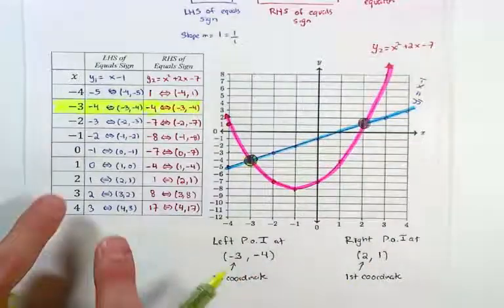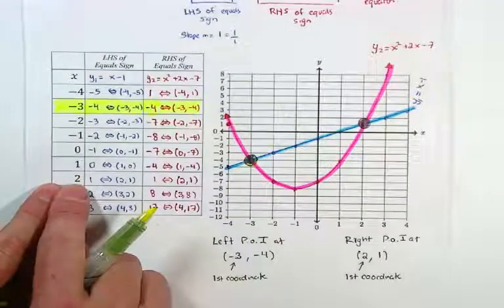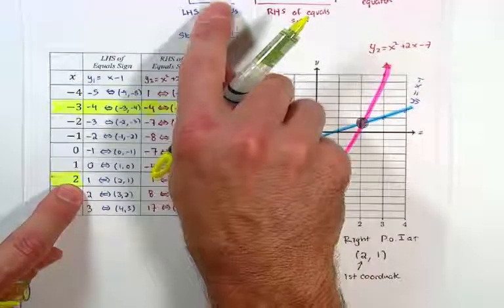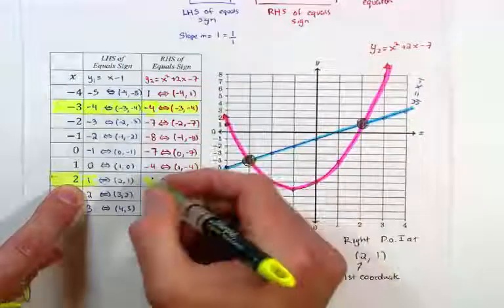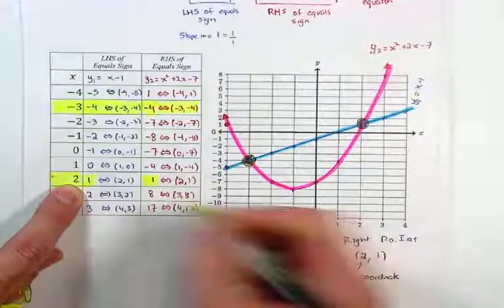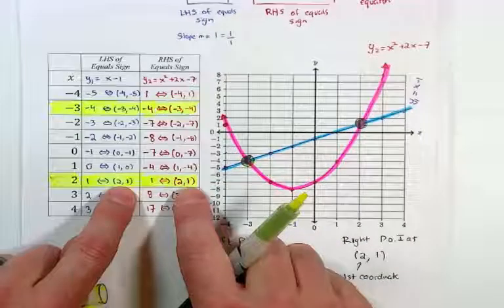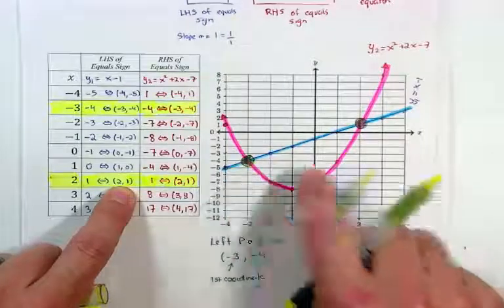Similarly, if we look down at the value x equals 2, the output of the function on the left-hand side of the equal sign is 1. The output of the function on the right-hand side of the equal sign is 1. And the point (2, 1) shows up on both graphs.